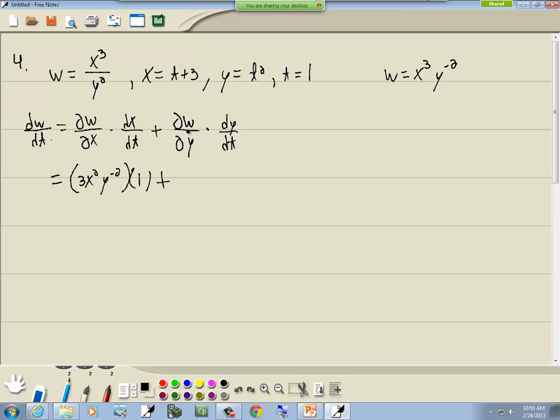Plus the partial of w with respect to y. Well, again, the x to the third is now a constant, and the derivative of y to the negative 2, take your power, put it out in front, so we'll take negative 2, put it out in front, and lower our power by 1. So this becomes negative 2, x to the third, y to the negative 3. And then a partial of y with respect to t, well, y is equal to t squared, so the derivative of t squared is 2t.